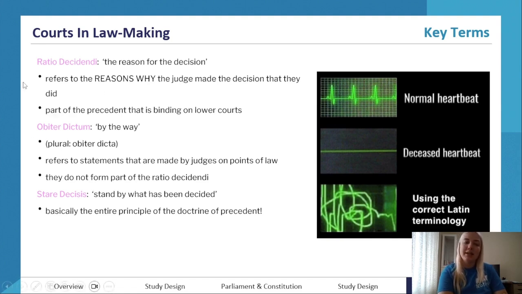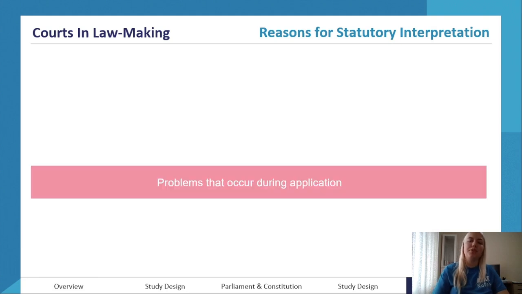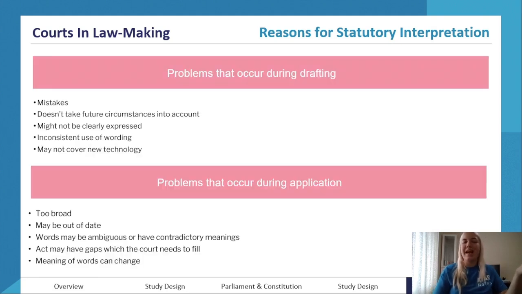But they're not legally binding, they're just comments handed down together with a case. They're not part of the decision, like ratio decidendi, and they do not form a part of precedent or common law that future judges in similar cases will have to follow, as they're just comments. Now, stare decisis means stand by what has been decided, and this just refers to the entire principle of the doctrine of precedent and the process you need to be able to explain. So you're expected to use those terms when answering questions, so learn them, be confident in them.